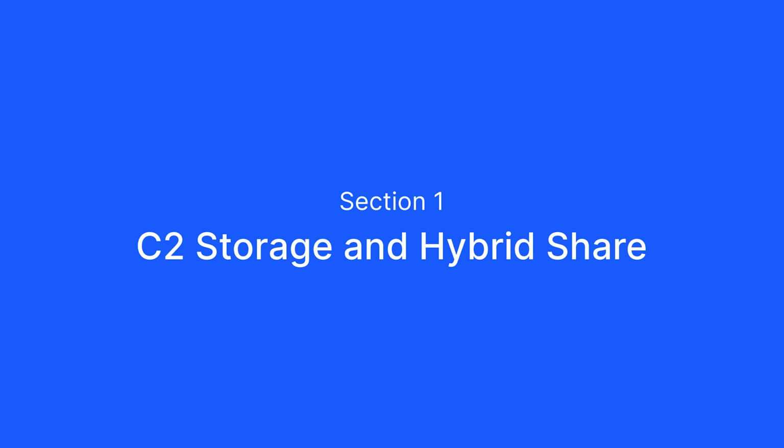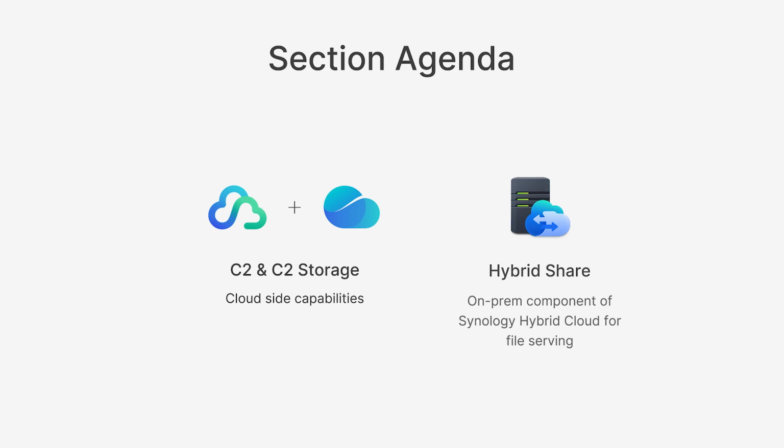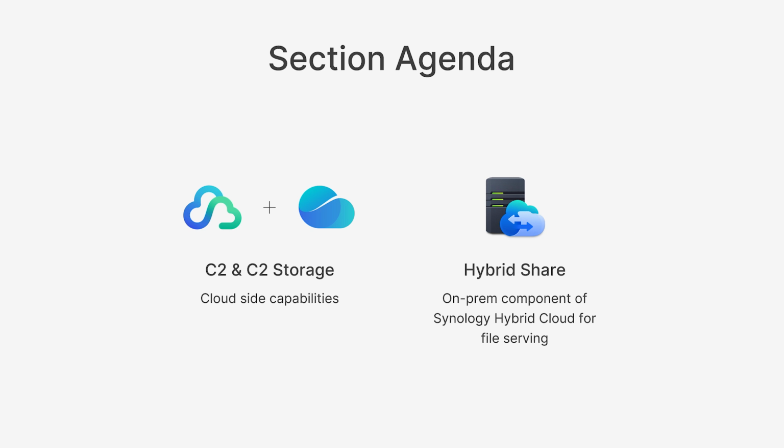Now onto section 1. Our topics will be C2 storage and Hybrid Share. Now, during this section, we will be talking about C2 storage and some of the features and security available with our C2 platform. From there, we will move on and cover Hybrid Share and what it means to run Hybrid Share on a Synology NAS and the integration and connectivity with our C2 platform.